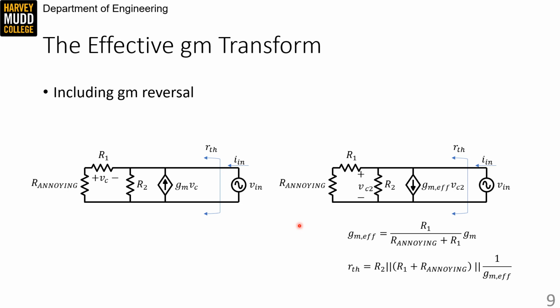We've already seen it at work in our emitter-follower output resistance, where R1 was R pi and R annoying was the source resistance. So this division effect is why we add Rs over beta to 1 over GM in the emitter-follower R out.